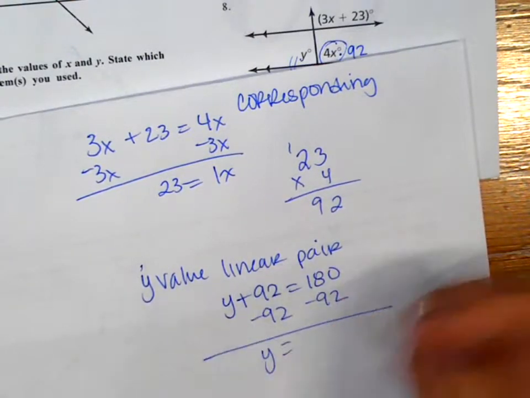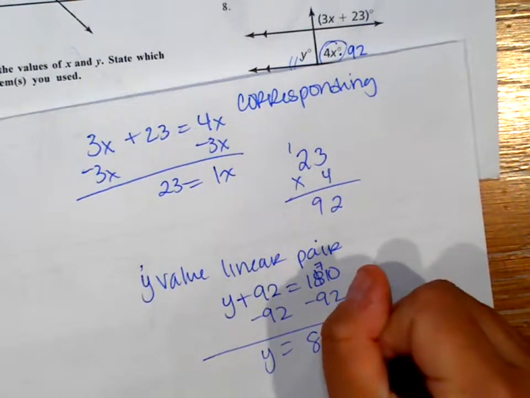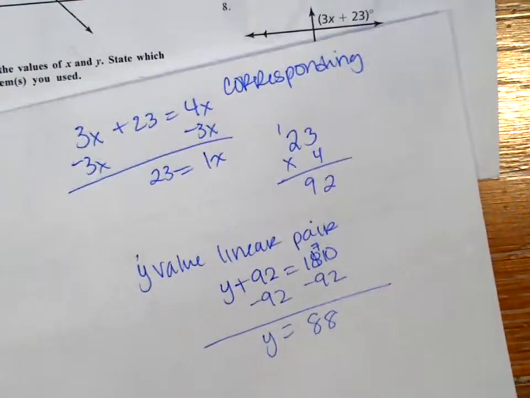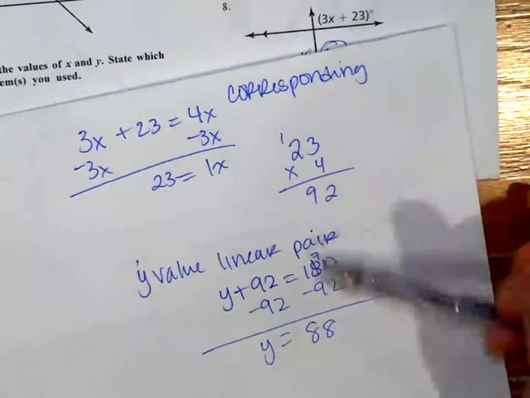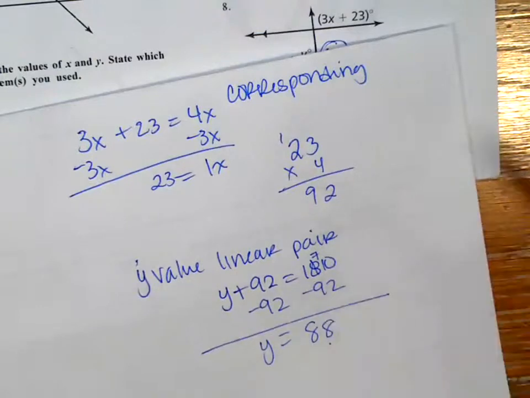You get y is equal to, again, I saw more basic math mistakes on the last exam than I did algebra mistakes or geometry mistakes. You guys made the most mistakes on stuff like this. So don't make mistakes on that kind of stuff. So there's that one, y is equal to 88.